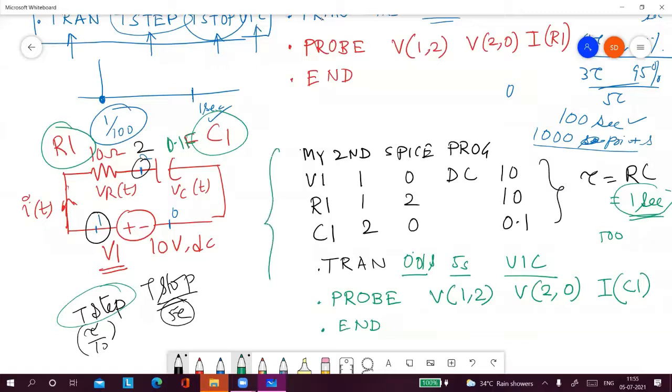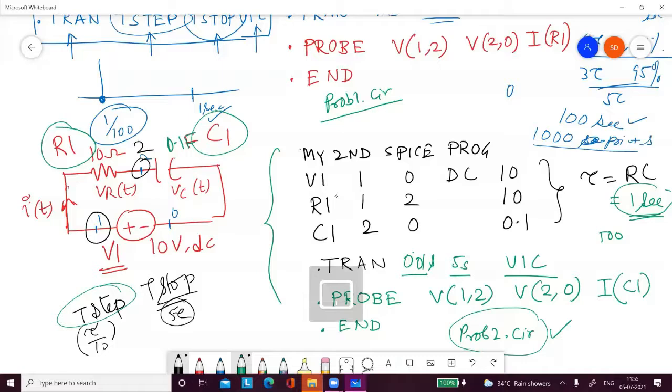Okay, after ending you save the file. Say for example, this is problem 1, problem 2. Save the file with .cir extension. Remember, always save the file with .cir extension. In MATLAB, you know .m; by default MATLAB will save the file with .m extension. But here you need to give the name .cir. Problem2.cir, for example, here problem1.cir. Now let us go to PSpice and plot the response.